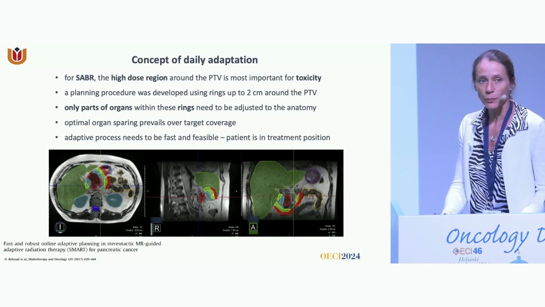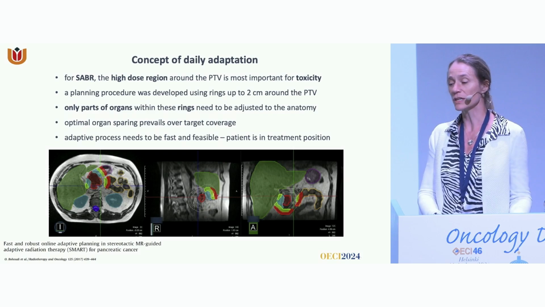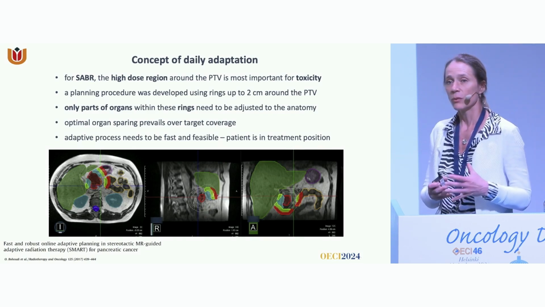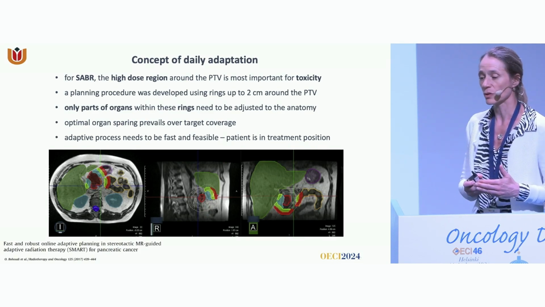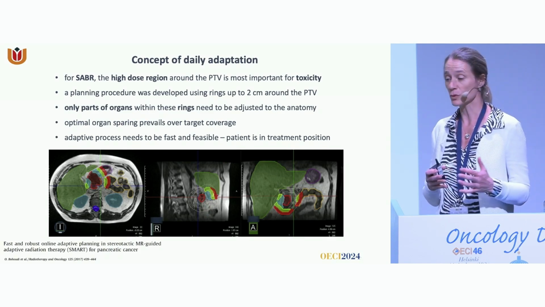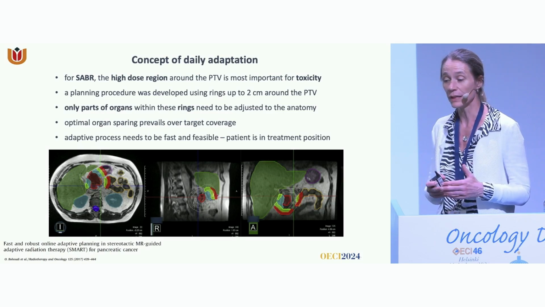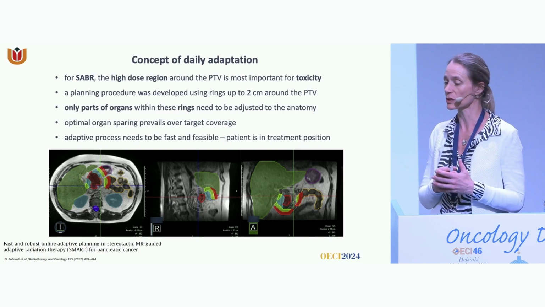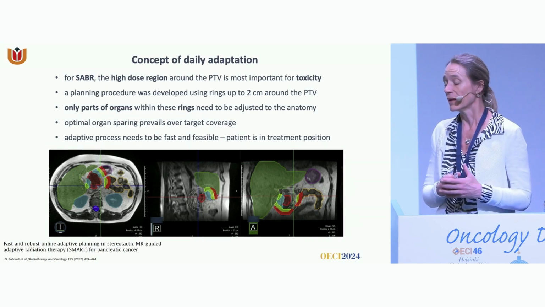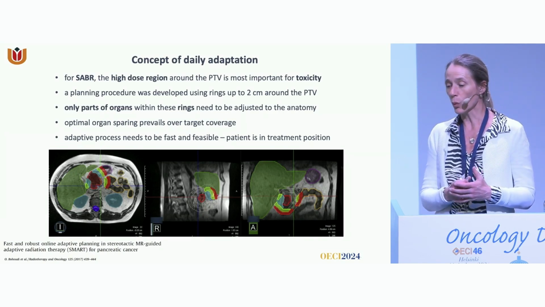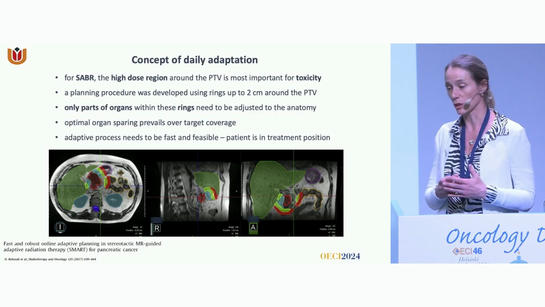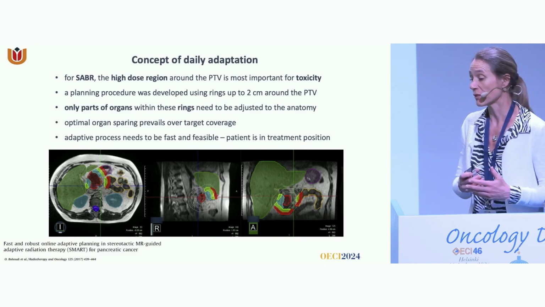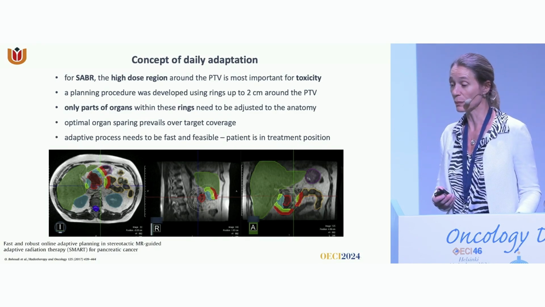The main principle for SABR is that the high-dose region around the PTV is what matters most for toxicity. And we developed a planning procedure using rings up to 2 cm around the PTV, and only part of organs that are within these rings need to be adjusted to the anatomy of the day. And for pancreatic cancer, optimal organ sparing prevails over target coverage. The adaptive process needs to be fast and feasible while the patient is in treatment position.